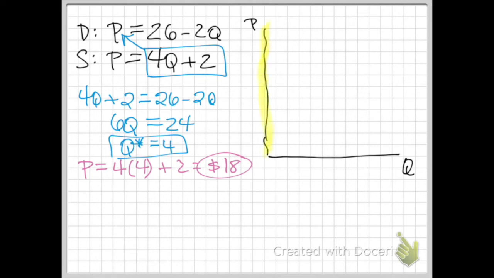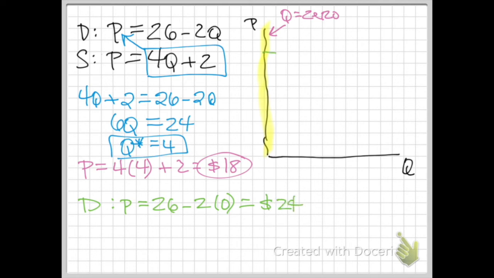Where do they hit the y-axis, okay? And remember, that happens when quantity equals 0. So wherever quantity is 0, at that price is where we'll be on the y-intercept. So let's start with demand. So we're looking for the price, 26 minus 2Q, where Q is 0. So 26 minus 2 is simply 24.